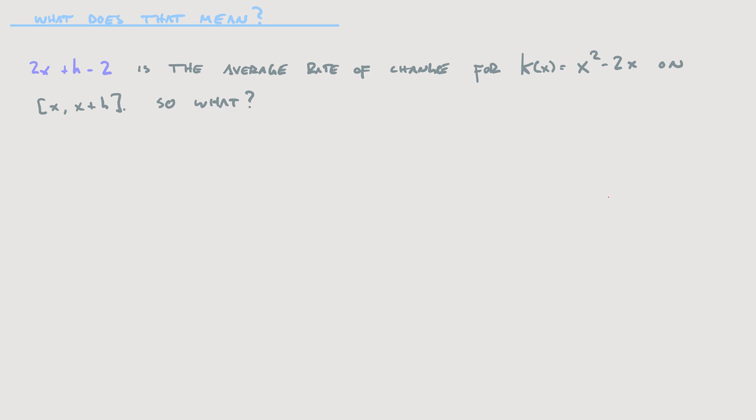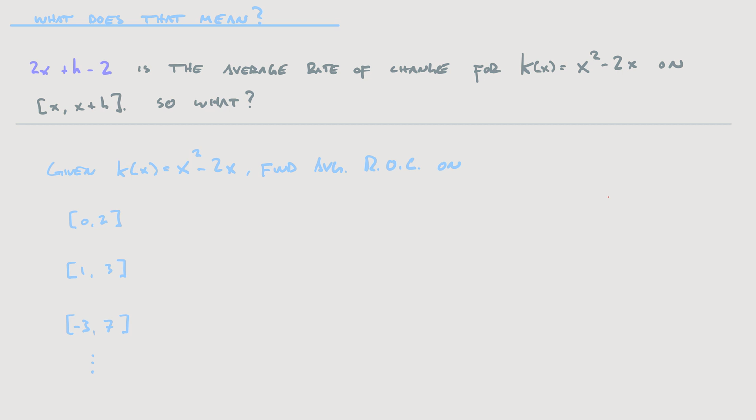But who cares, right? This isn't very descriptive. We can't do anything with this. It's just a formula. So let me explain. Let's pretend that this is a different day, time has passed, and someone gives you this problem and says, hey, given k of x, let's say it's x squared minus 2x, find the average rate of change on these 3 intervals, okay?